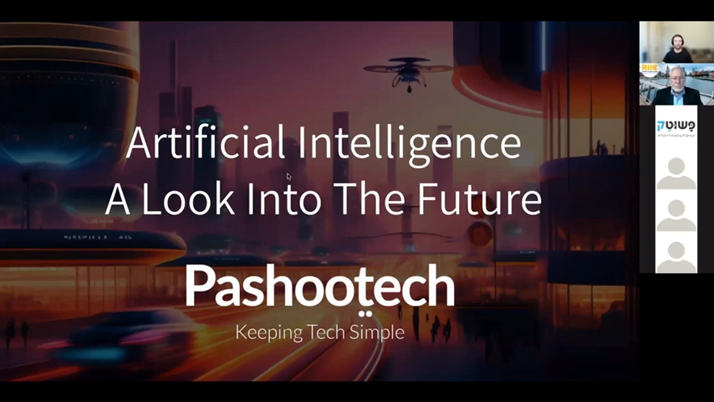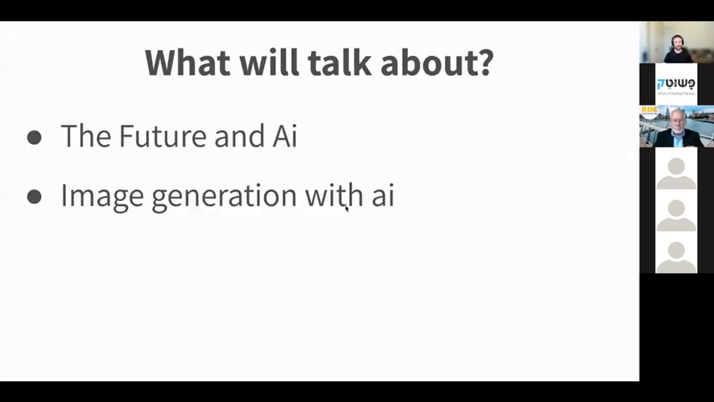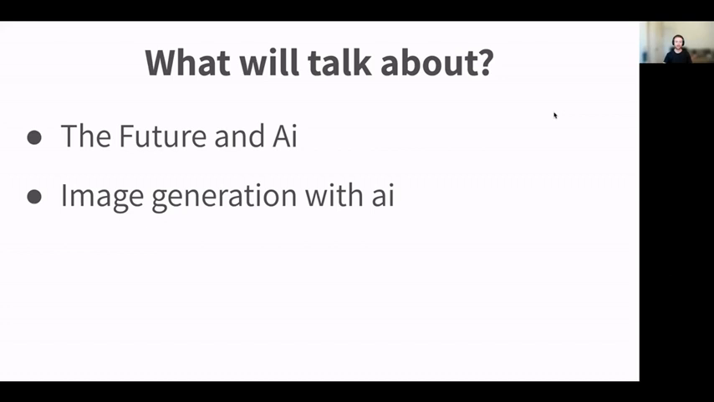Okay. So today is going to be the second lecture. Today we're going to talk a little bit about the future and what the future is going to look like with AI. It's not 100%, but there are a lot of things that we can know will be in the future. And the second part of our lecture will be about image generation, how we're able to create images with AI.